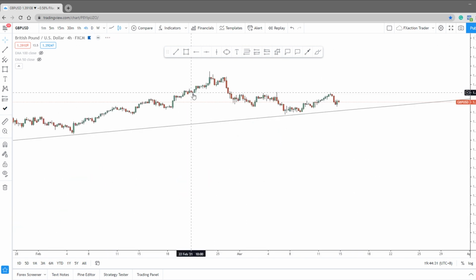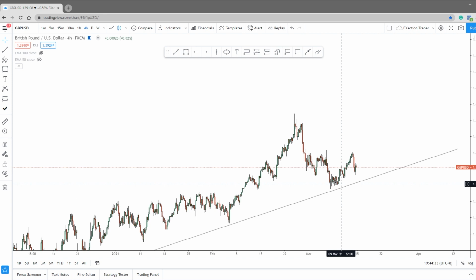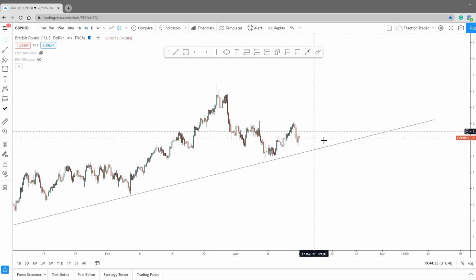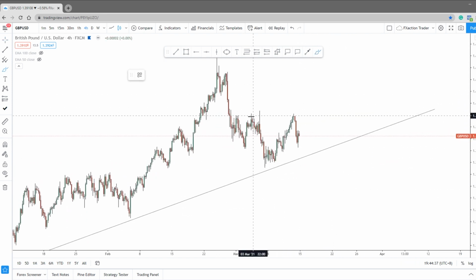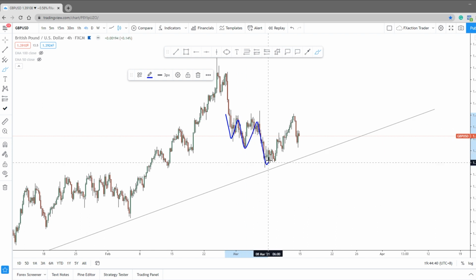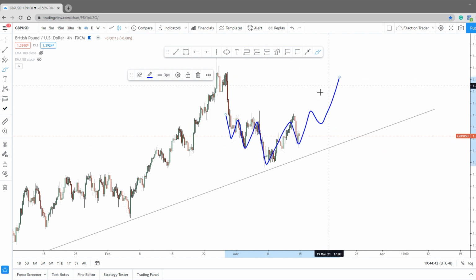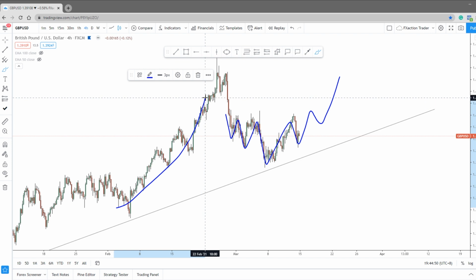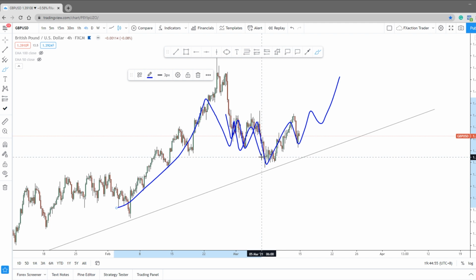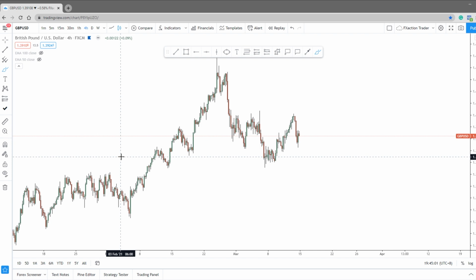If we go to H4, the market is likely to form a head and shoulders here, which is a very strong bullish continuation pattern. We see a strong push to the upside, the market pulls back and forms an inverted head and shoulders, indicating that the market is still controlled by the buyers.